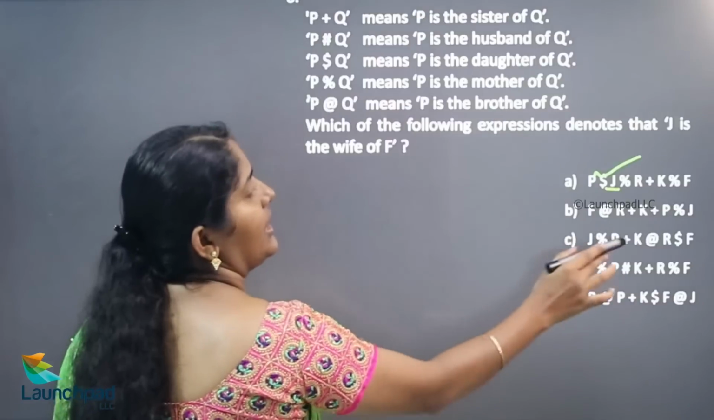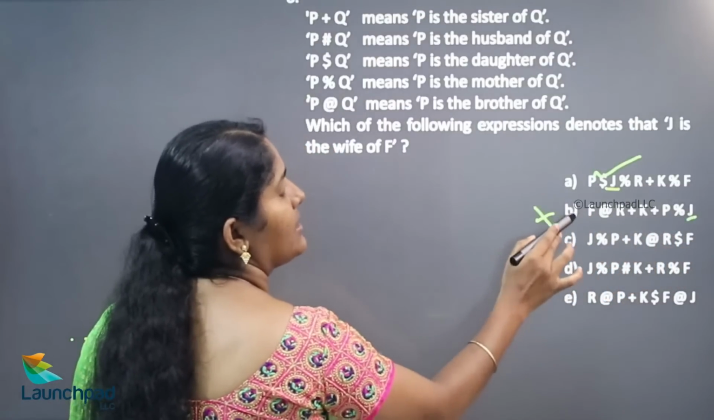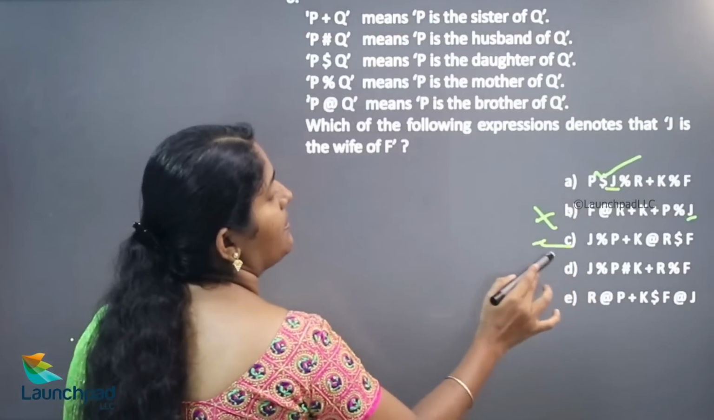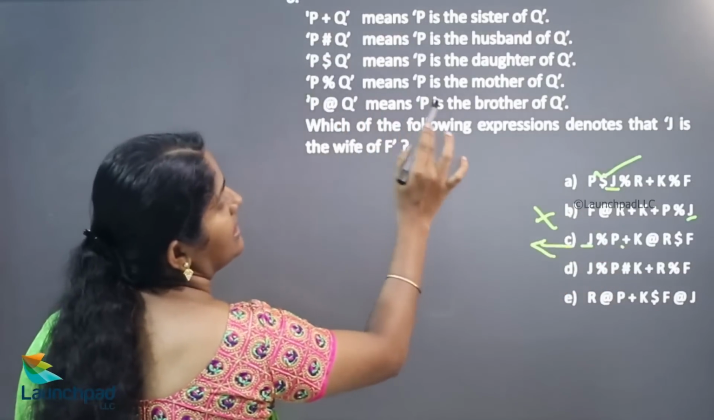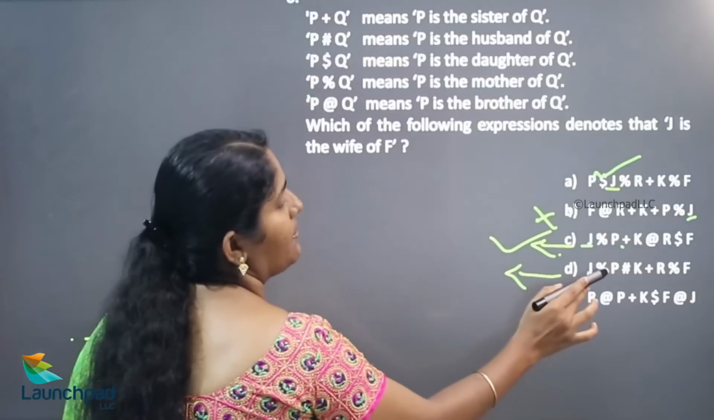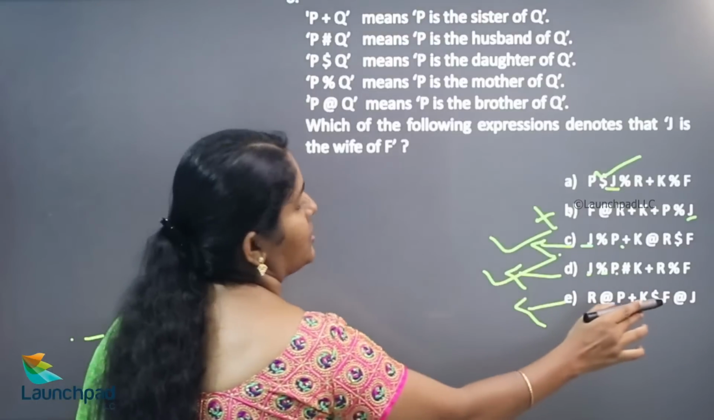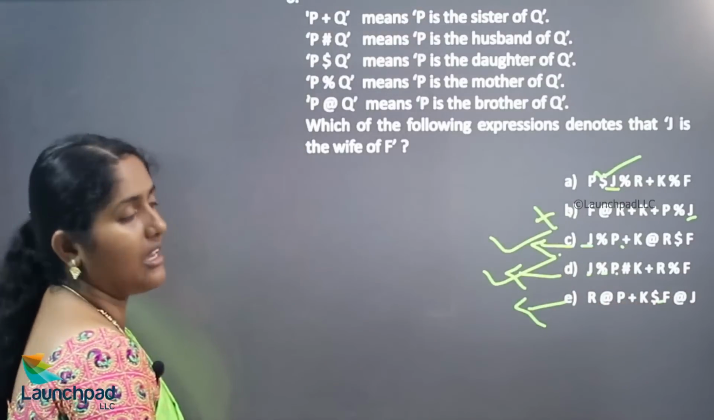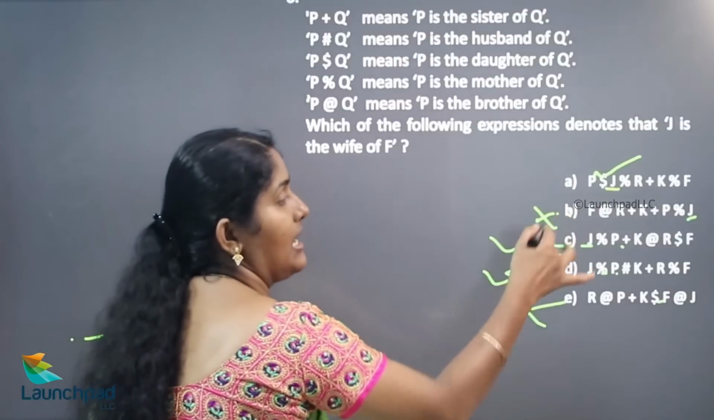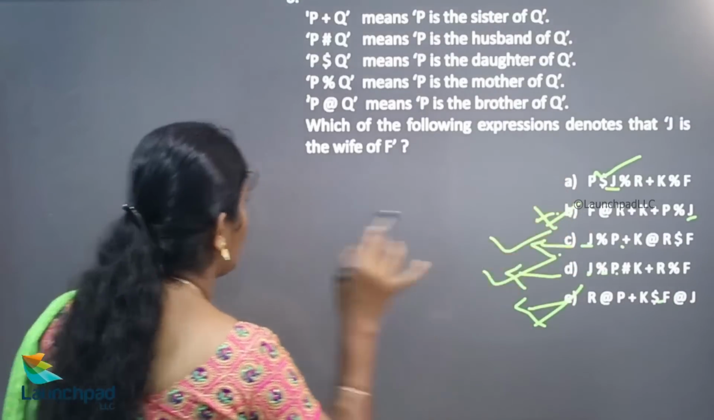Here J, we don't know about this, so we can keep this last. J percentage B: percentage means J is mother, so in the fourth option J is again female. In the second and fifth options, F at J, we don't know the category of J. We take the first option.